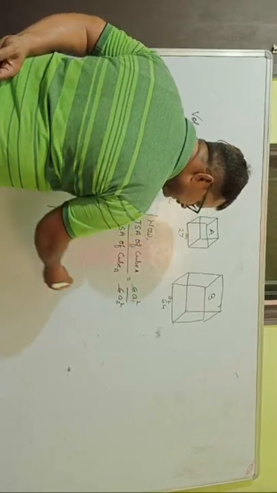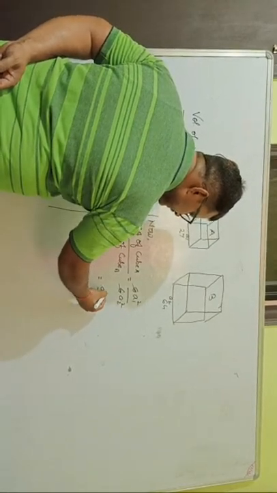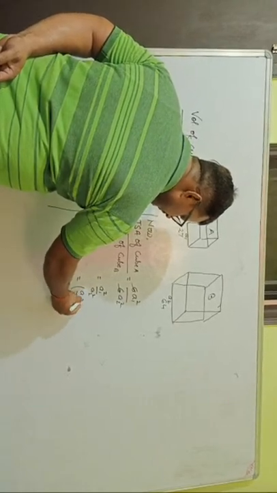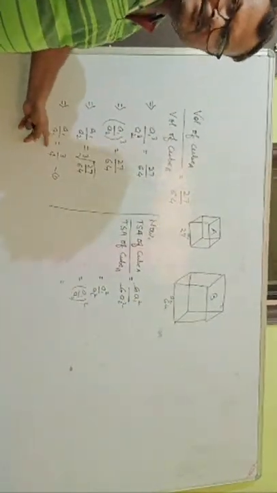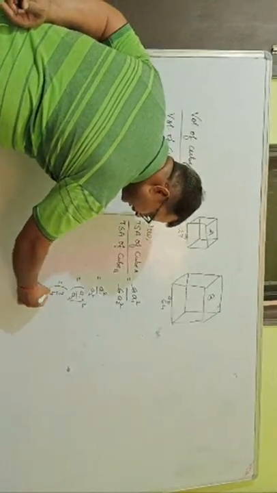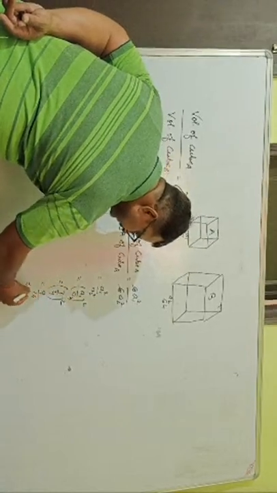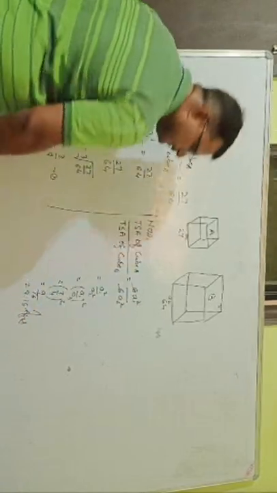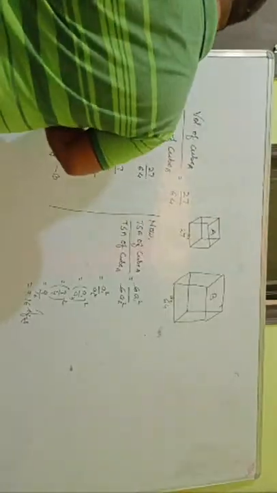6, 6 cancel. What is left? A1 upon A2 square. Now you can write A1 upon A2 whole square. Here, the A1 upon A2 ratio is given as 3 by 4. You can replace it with 3 by 4 whole square. It means 9 upon 16. It means 9 is to 16. That is the required relation. Clear?